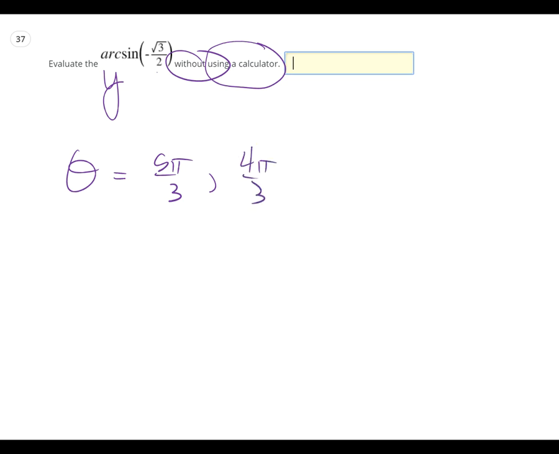4 pi over 3, good. All right, we okay with 37?